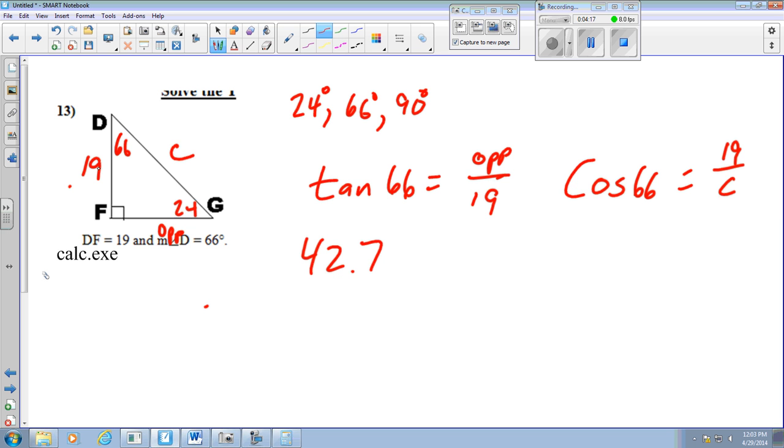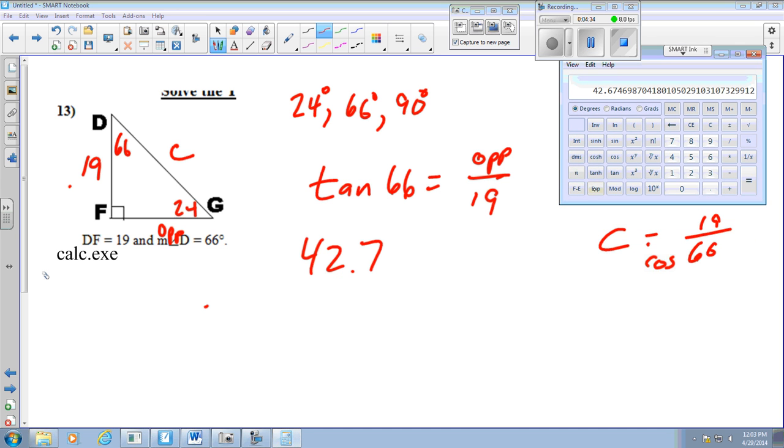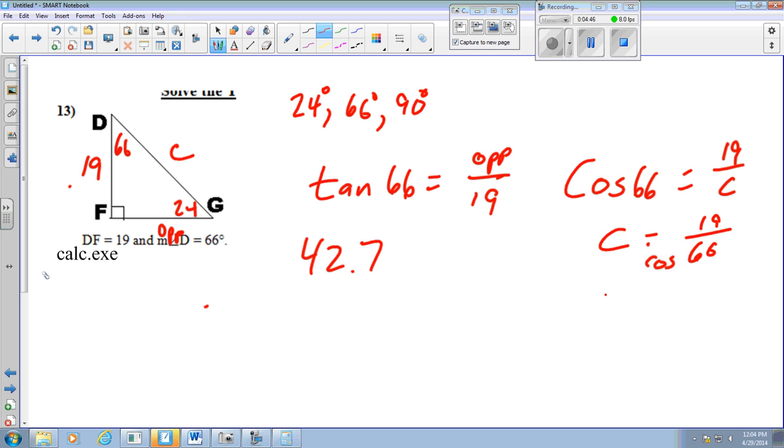The other one that we need to find is the hypotenuse here. Because this is the hypotenuse, this is the adjacent, I'm going to use my cosine. To solve that, I'm going to multiply by c and divide by the cosine of 66. And I take 19 divided by 66 cosine equals, and I get 46.3. So my side lengths are 19, 42.7, and 46.3.